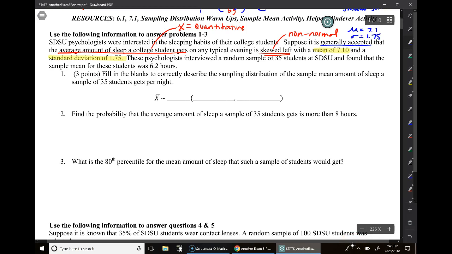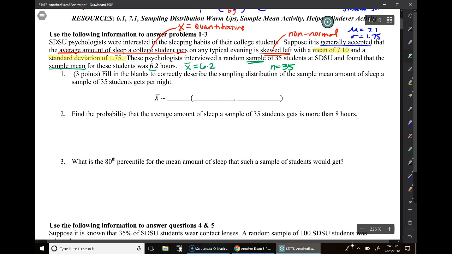And then we keep going. Now we get our information about our sample. The psychologist interviewed a random sample of 35 students, there's my n, and found that the sample mean for these students was 6.2. So this mean here is an x bar.